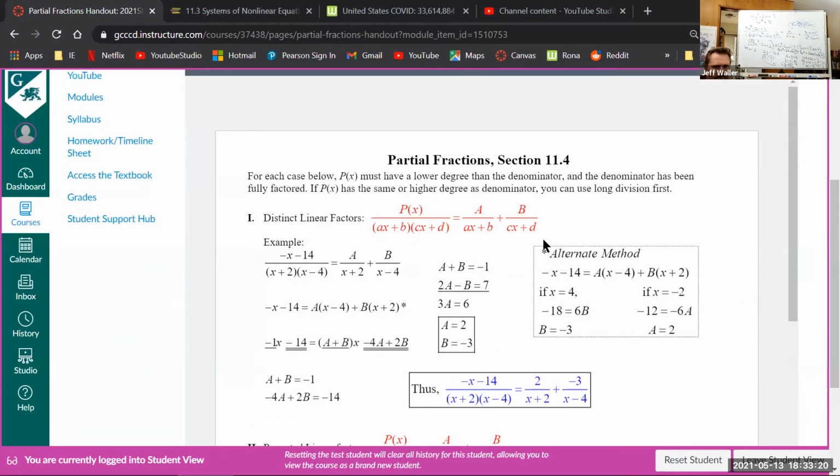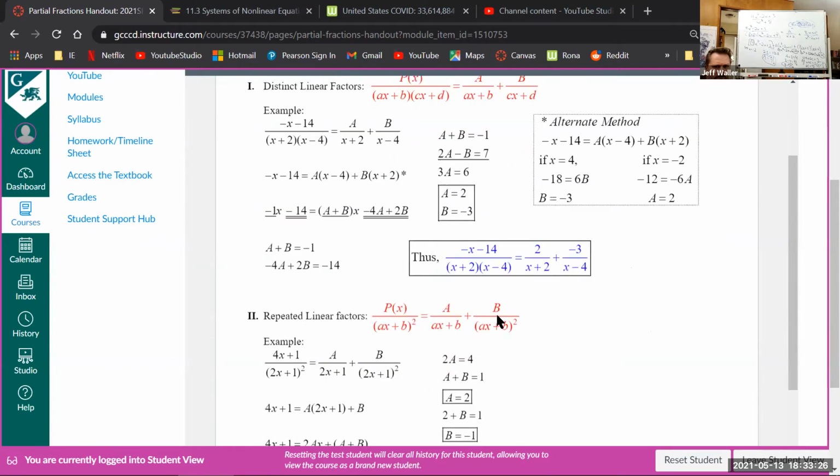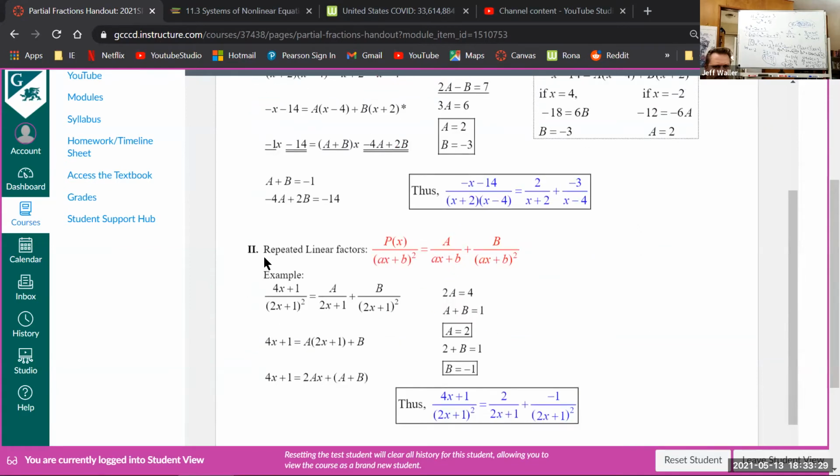Do you remember where we started? Wasn't that good times? Oh, so nice. And I even have the alternate method here, right? And then I have a repeated linear factor, right? So that's why the top has got to be a constant, because the bottom is actually linear.